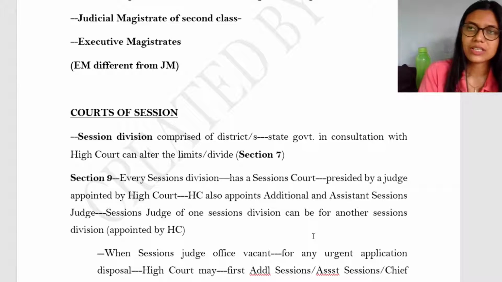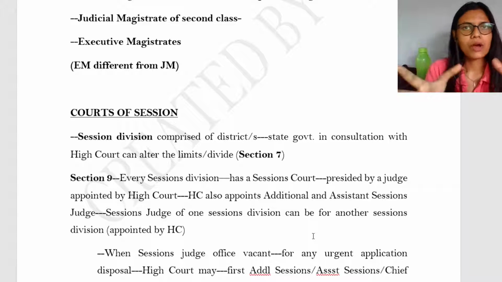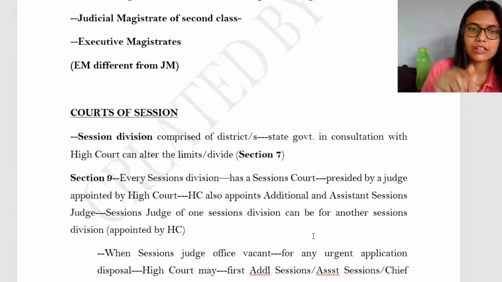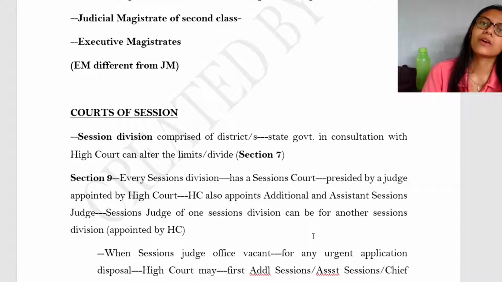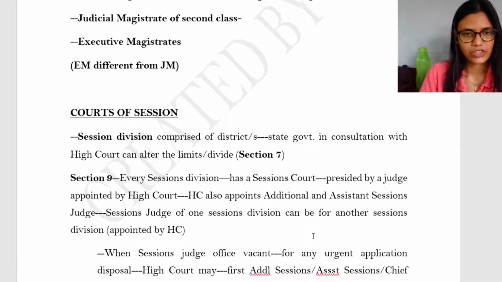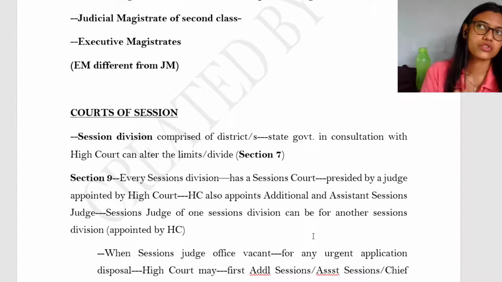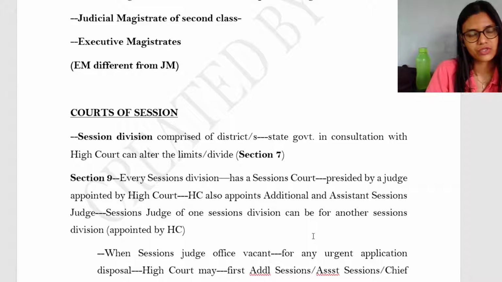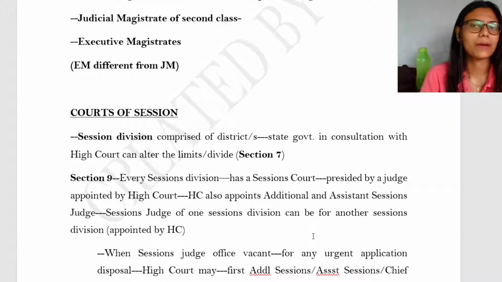Now what is section 9 saying? Now that you have a sessions division, you have a sessions court. Who is presiding over that? It will be presided over by a sessions judge, and he's appointed by the High Court. Then the High Court can also appoint additional and assistant sessions judges. And there is no restriction that just because you are a sessions judge for one particular district, you cannot be for another. You can be appointed for another sessions division also, and this appointment is done by the High Court.